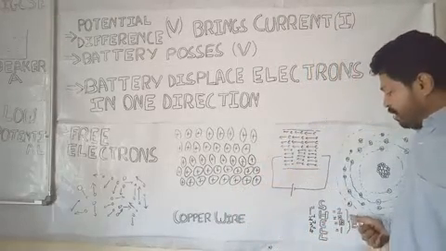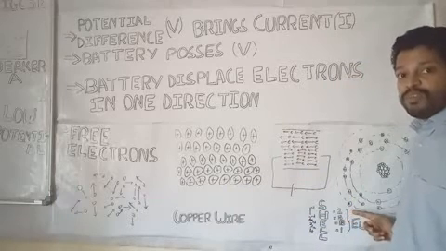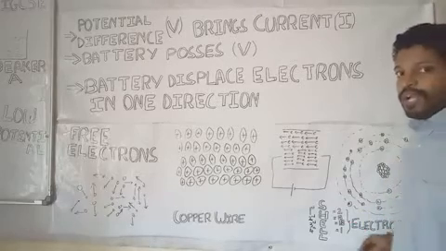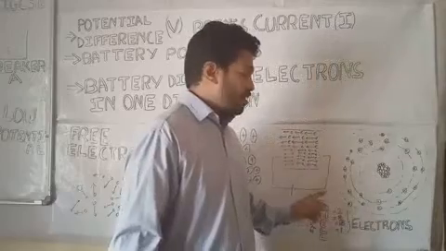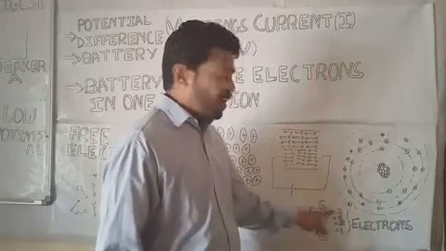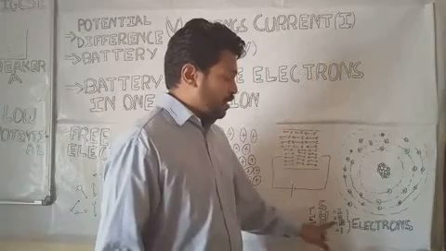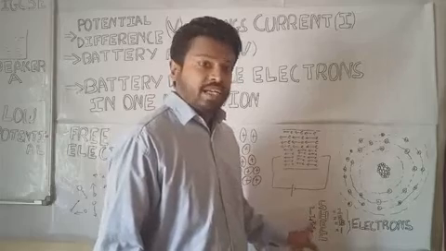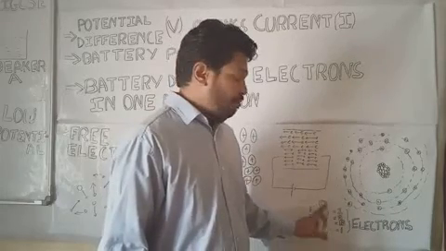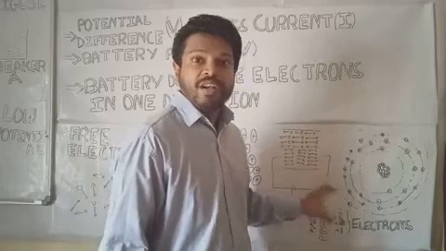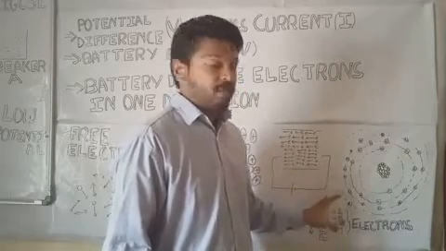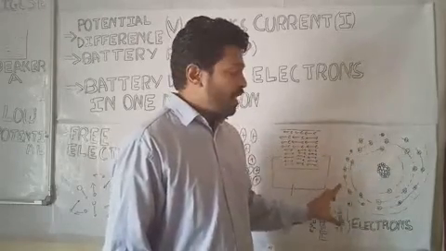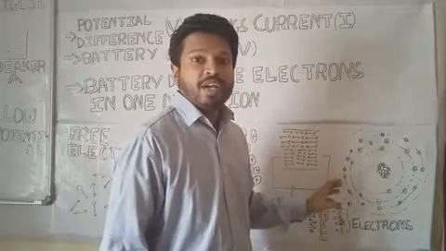This is the electronic configuration of copper, and this is the copper atom. You can see this copper atom has 2 electrons in the first orbit. In the second orbit it has 8 electrons, and in the third orbit it has 18 electrons. But we are only interested in the final orbit. What happens in the final orbit? You can see only 1 electron is moving out here. This 1 electron is a loosely bound electron.